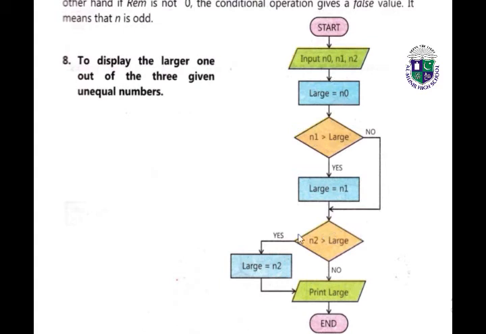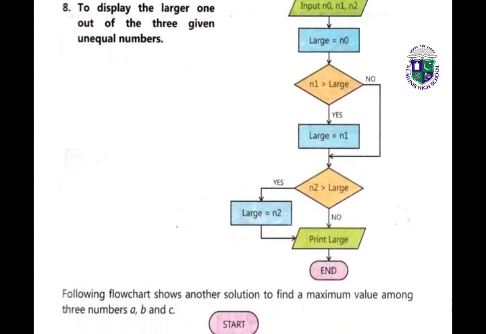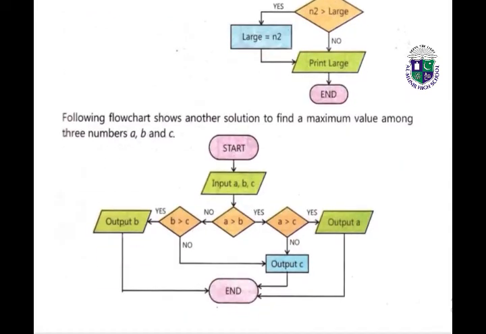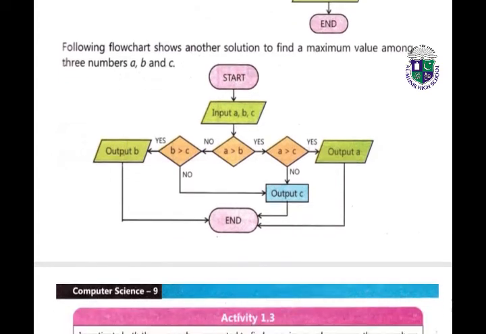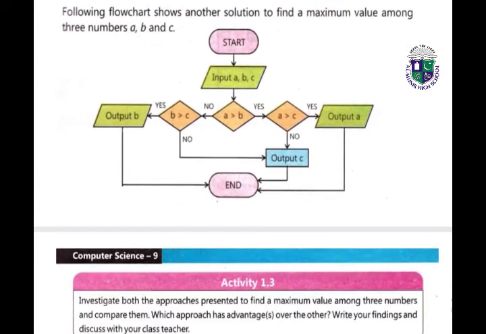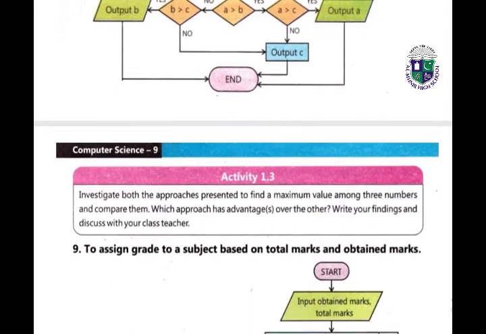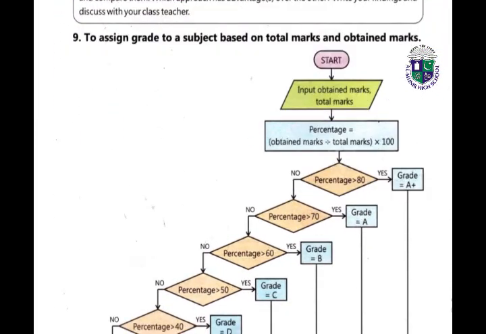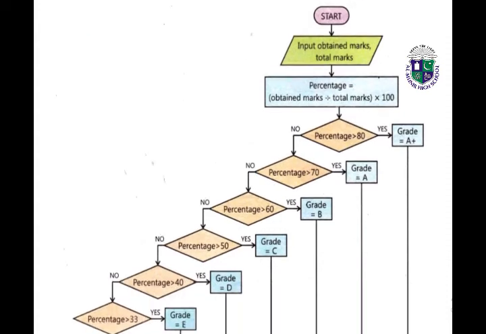If it is no, then it will go to the n2 to check whether it is large or not. So it is a simple flow chart and its different values. Next, we also have a flow chart to find the maximum value among 3 numbers a, b and c. Number 9, to assign grade to subject based on total numbers and obtained numbers. So here we will start.